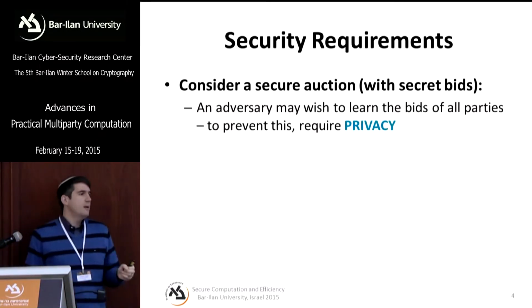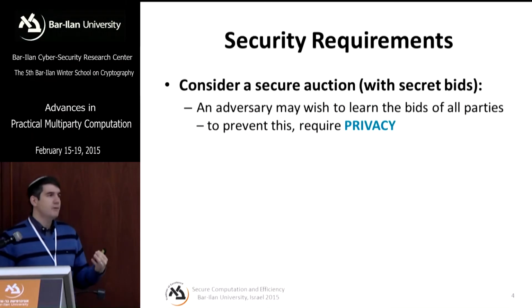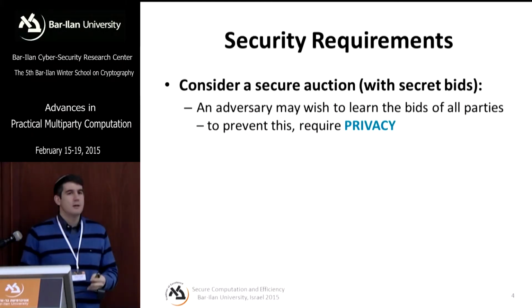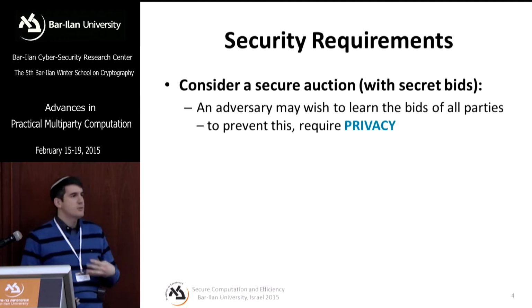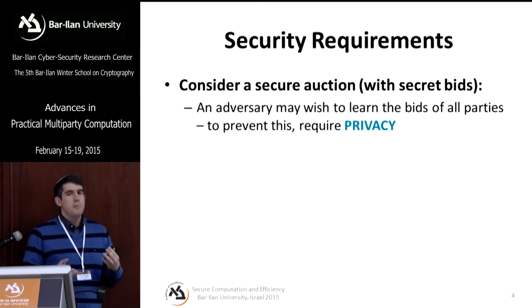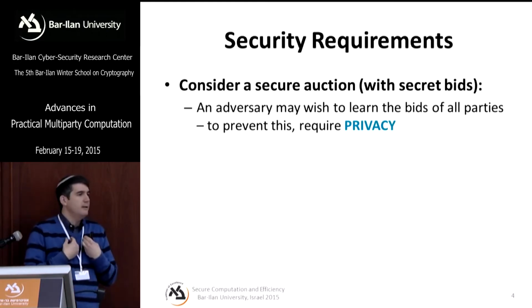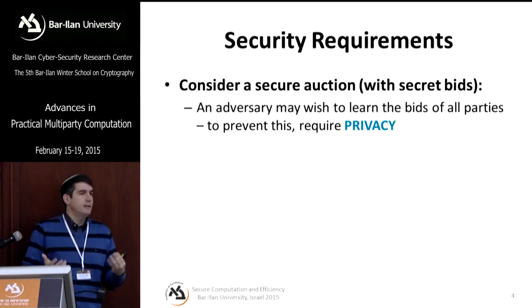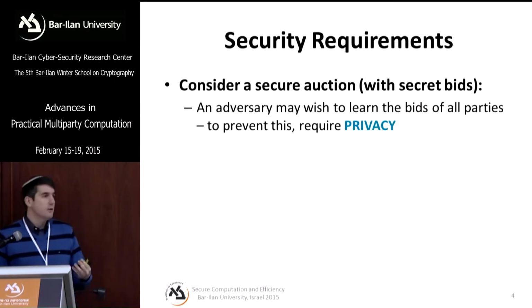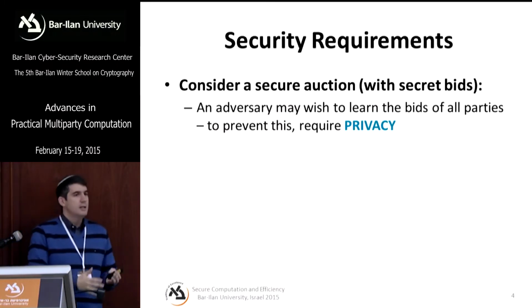The first thing, if we want the bids to remain private, is that we want privacy, and that means that only the winning bid will be revealed. So an adversary who's trying to attack the protocol may try to learn what I bid, even if I didn't win, and this would be a breach of what we call privacy. Learning more than what is allowed by the function is what we call a breach of privacy.